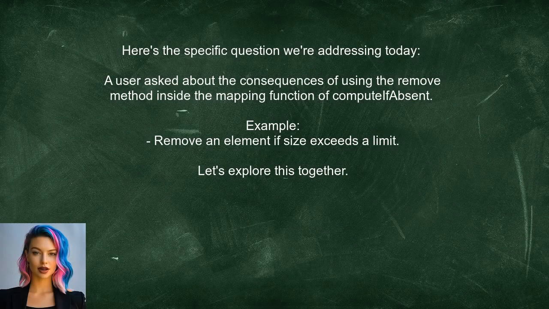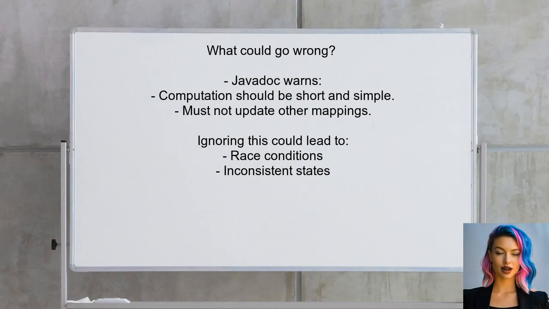Here's the specific question we're addressing today. A user asked about the consequences of using the remove method inside the mapping function of computeIfAbsent. They provided an example where they remove an element if the size exceeds a certain limit. Let's explore this together. So, what could go wrong?